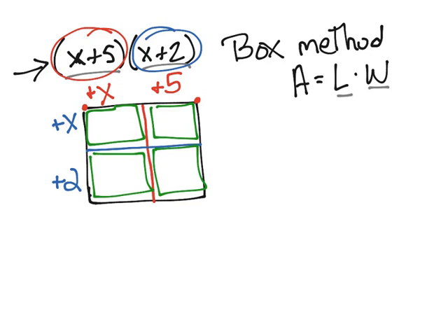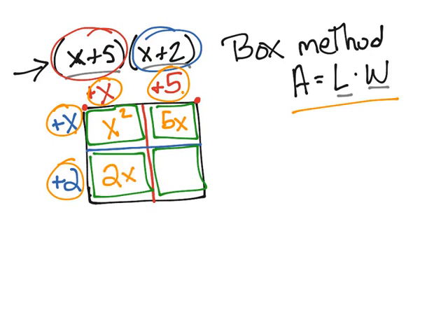Since the area of a rectangle is still length times width, we simply need to multiply our length times our width for each of these inner shapes. The upper left box is x times x, which gives us x squared. The upper right box is 5 times x, which gives us positive 5x. The lower left gives us positive 2x, and the lower right gives us positive 10.